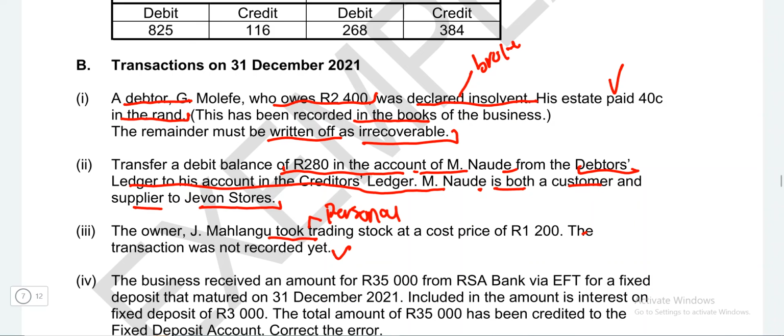Okay, and therefore when it's personal use, we are thinking about drawings, and we know that drawings increase on the debit side. Okay, so meaning that the account that is debited here is drawings, and the account that is credited is trading stock, because remember, trading stock is an asset, and it decreases on the credit side. There is a principle that is called debit.